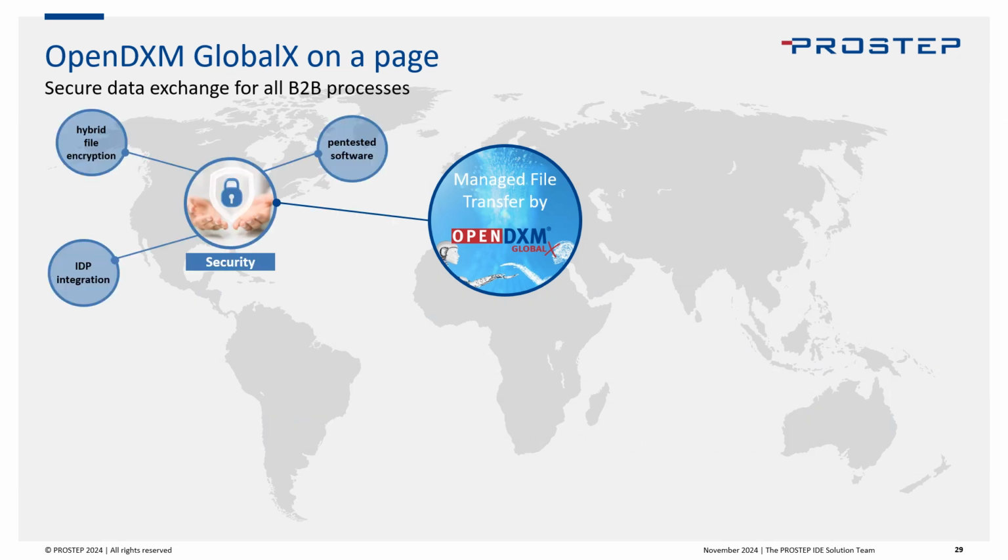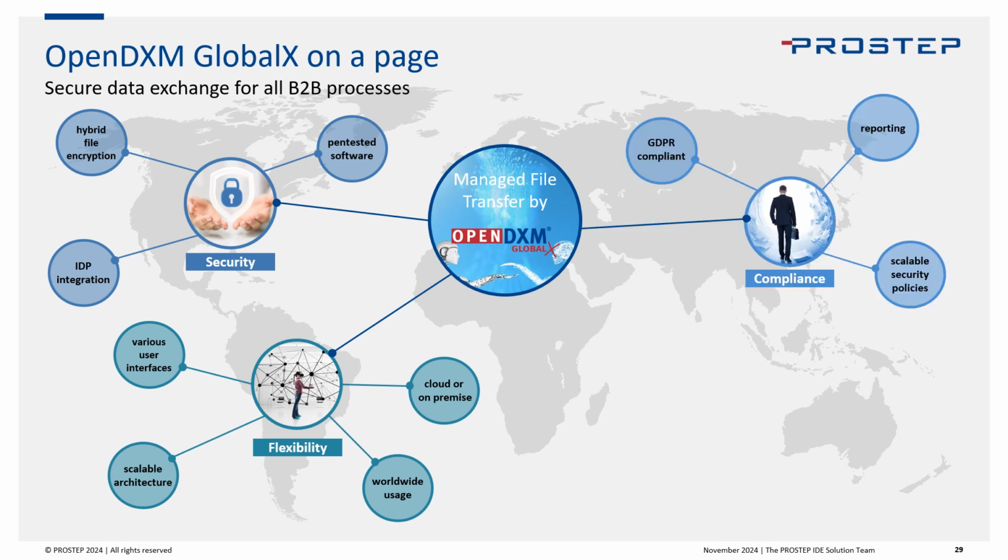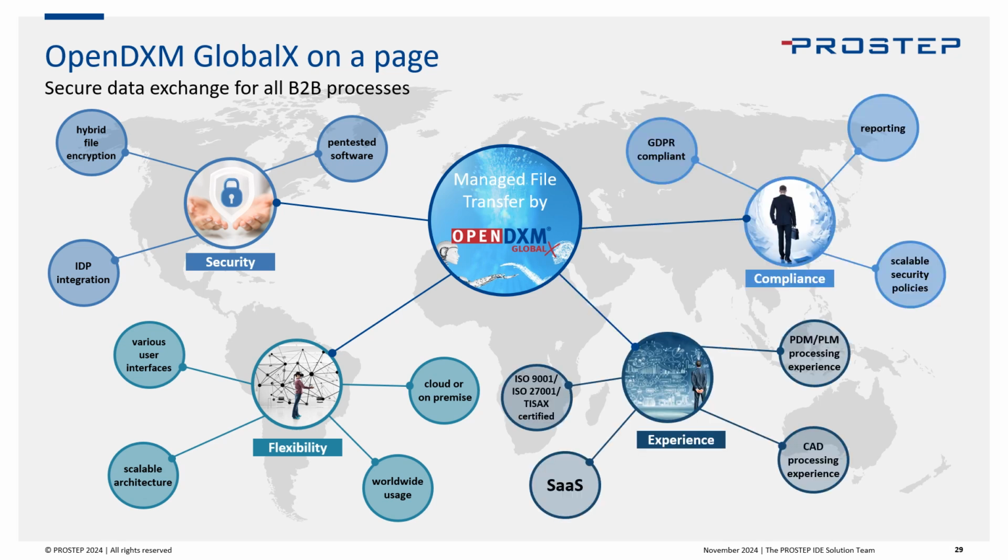OpenDXM GlobalX at its core is a managed file transfer process. That enables you to provide a secure interface for sending data to customers or receiving data from customers or suppliers, and integrate that data into your existing systems. So it provides a wide amount of security. There's a lot of flexibility and scalability to the architecture, so you can distribute it, so you don't have to move files around your enterprise in order to have them sent out. Compliant, with extensive reporting and security.